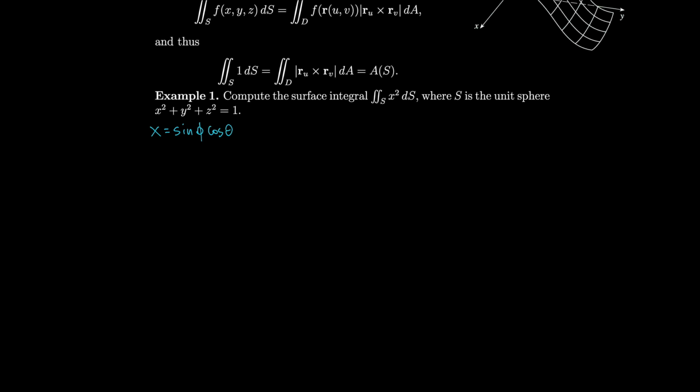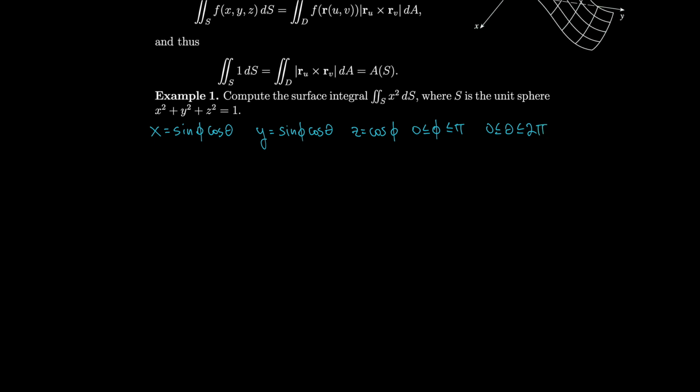And we did this parametrization already in section 16.6. I think it was example 4. So we keep going. We have sine phi sine theta for y, and we have z equals cosine phi. And phi goes between 0 and pi, and theta goes between 0 and 2 pi.